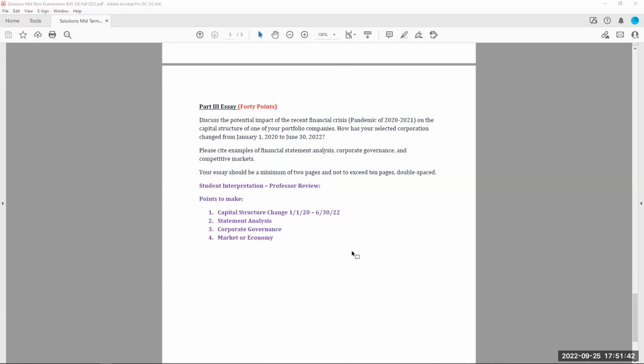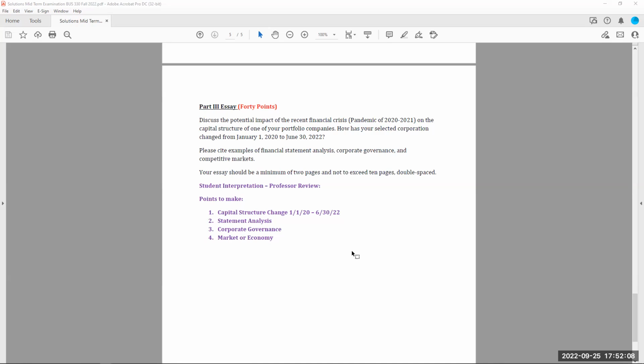How has the capital structure changed over that time? How has the mix of debt and equity that's funding assets, those percentages, have they changed much over that pandemic time? Does the company now owe more money or do they owe less money? How has that changed? That's a key part. Many of us did not have that, thus 5 points were deducted.